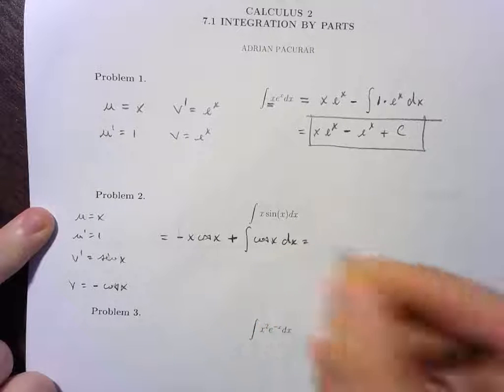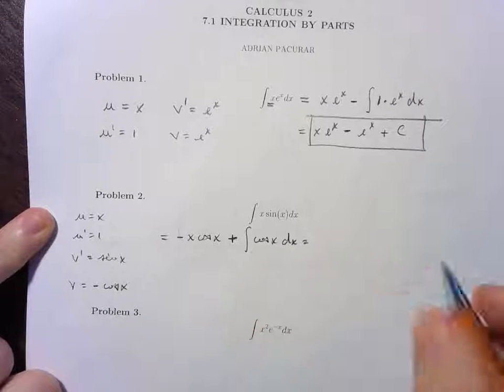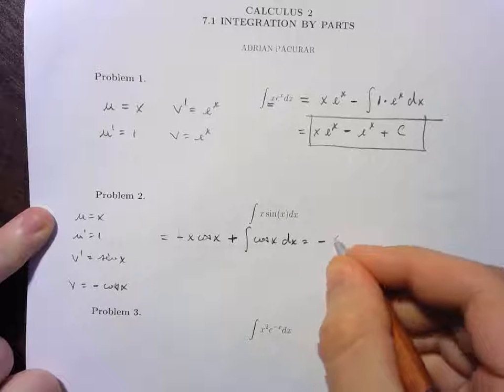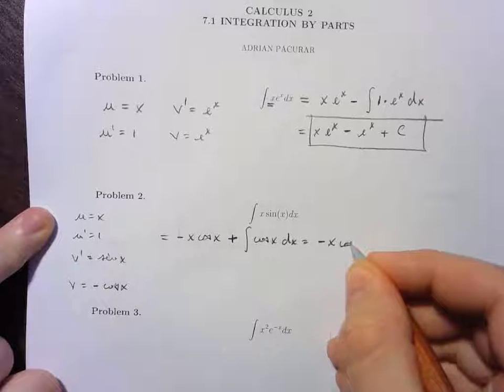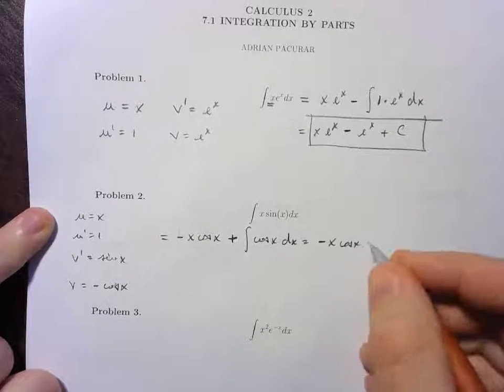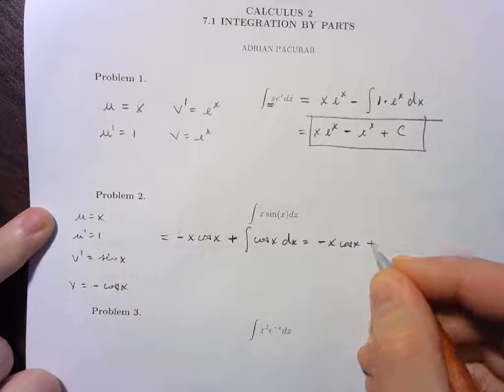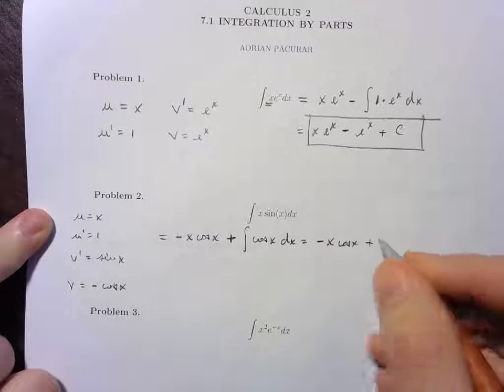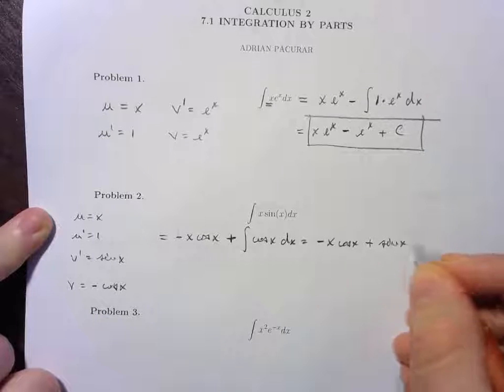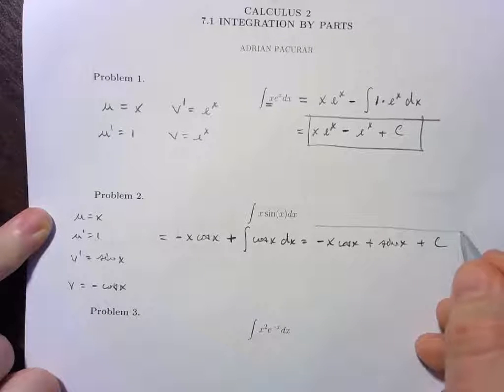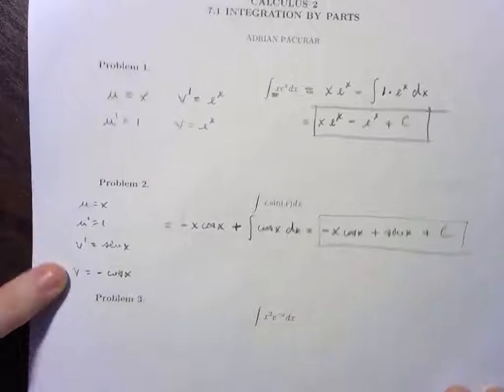with respect to x. And now let's go ahead and integrate this second integral. So I have negative x cosine x, that's the first part, I just copied down, plus integral of cosine is sine, plus c. That is the second problem.